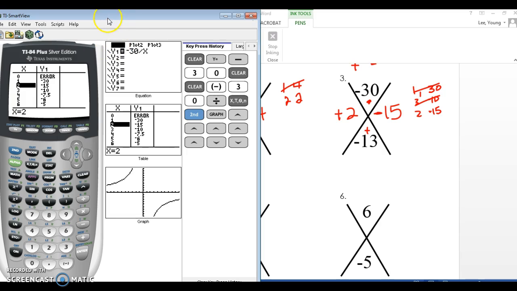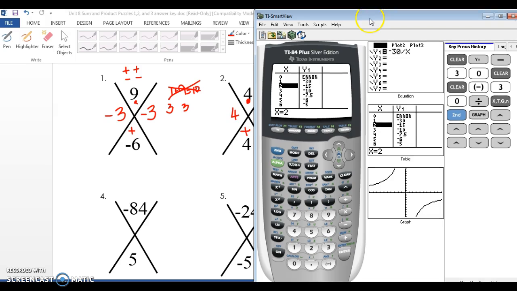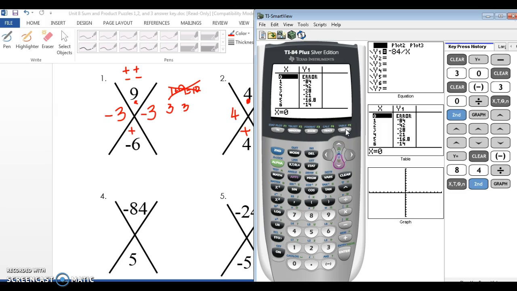Does that make sense to you? Let's try the next one. I think it's going to help you if you use this method. So let's try number 4. Oh, that's a big number, so let's definitely try that. So let's go to y equals, and what did I tell you to do? So you've got to do negative 84 divided by x. Okay? And then we just go to second table. It's going to give you all the factors.